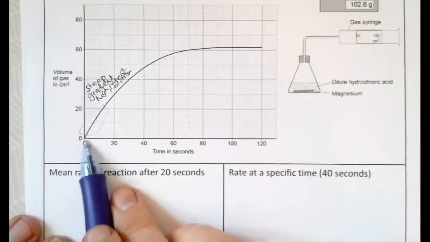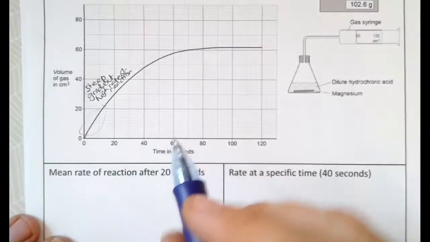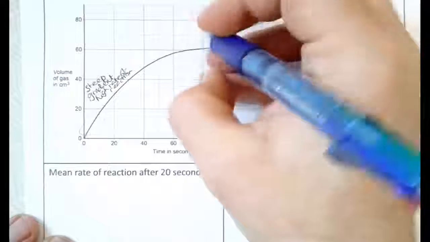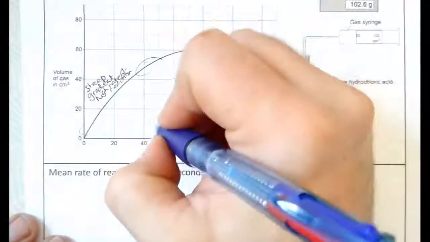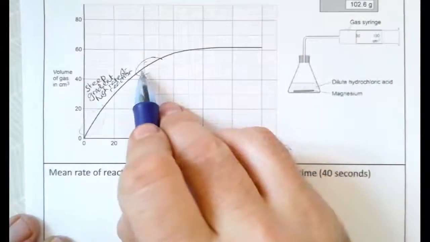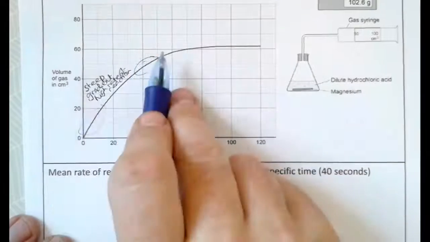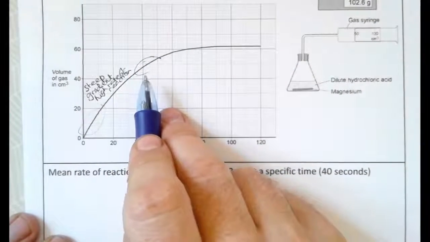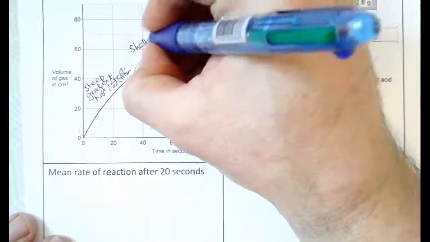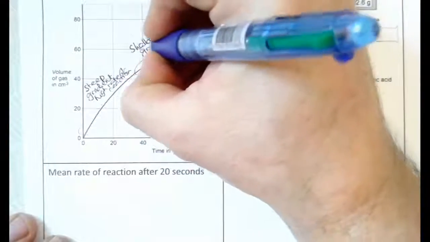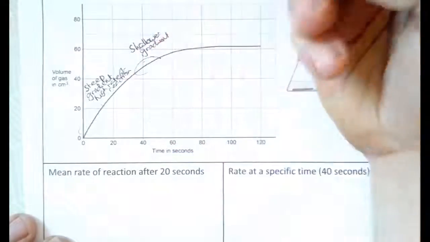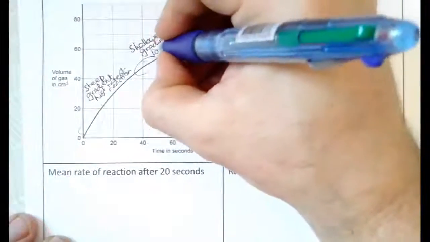As the reaction progresses, if we have a little look a little bit further along, when we get to this area of the graph, the gradient isn't as steep as it was down here. So we're producing less gas for every amount of time we're looking at. So we have a shallower slope, or a shallower gradient. Hence we have a lower rate of reaction.